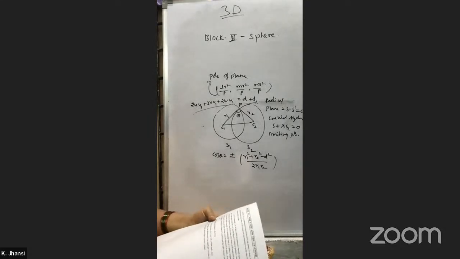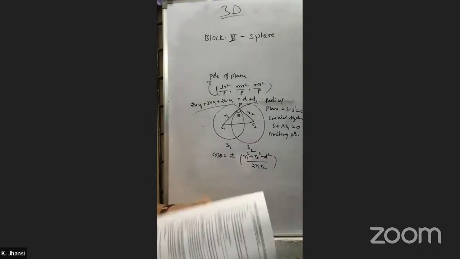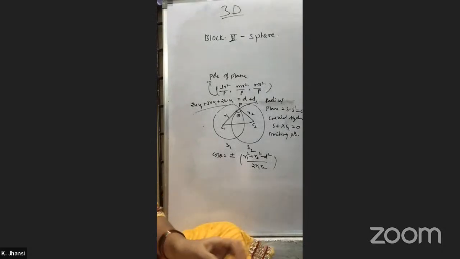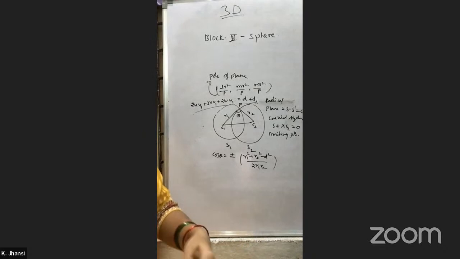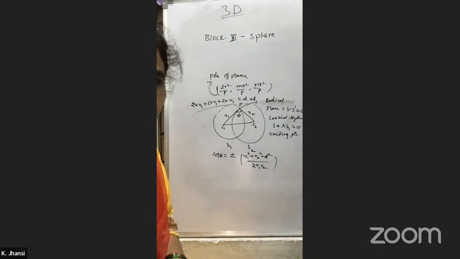So by this we are completing block 3. Next class we'll see block 4, which is about the cone and cylinder. In that also we'll see what are the important questions for 10 marks and 5 marks. Okay students, next class we'll see.